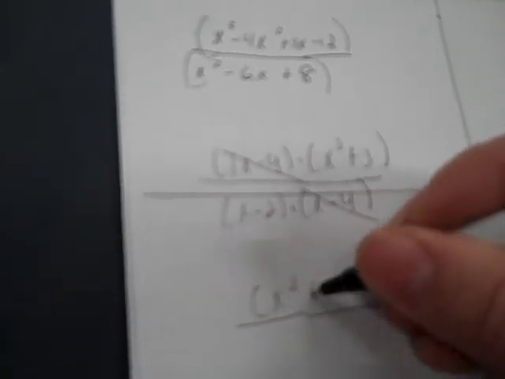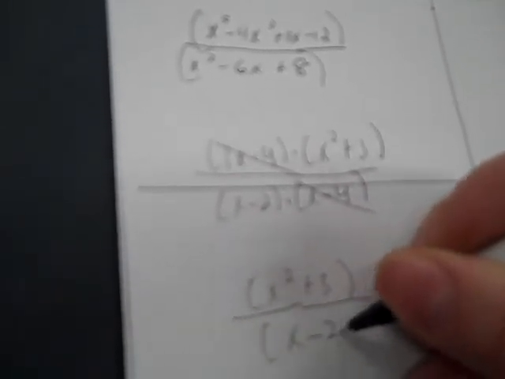Okay, there are no outsides. Okay, everything's in parentheses, so NA. 1x minus 4, x minus 4 are the same, and then these two are not the same, so they go in the product. x squared plus 3, x minus 2.